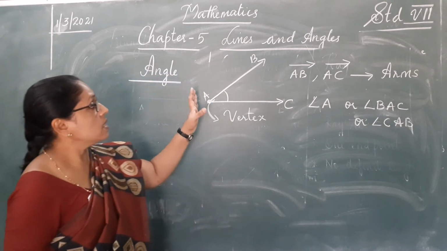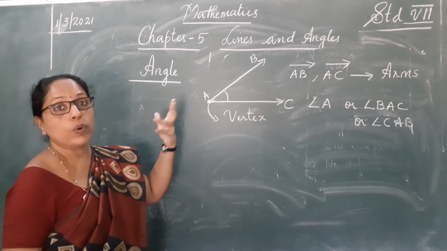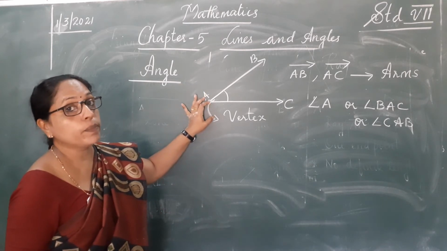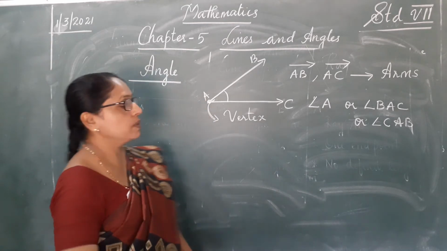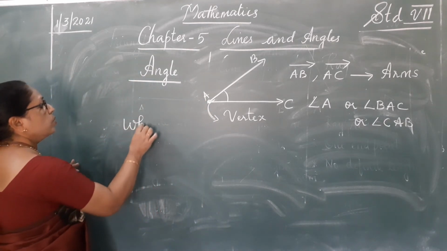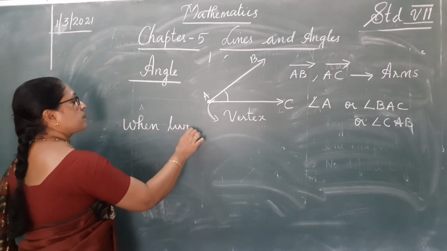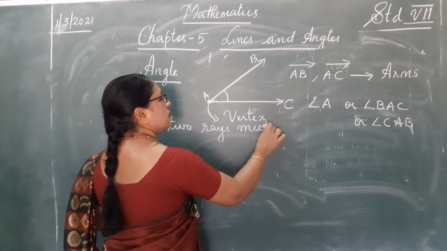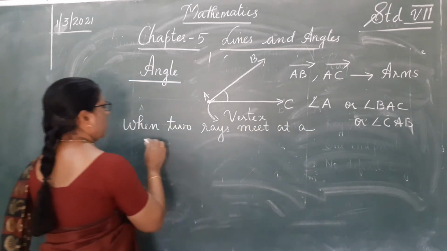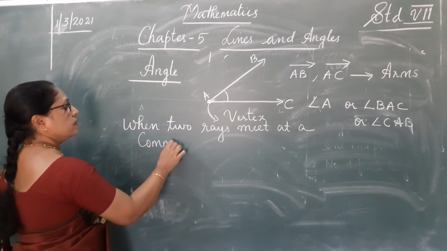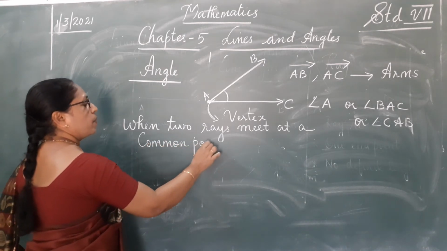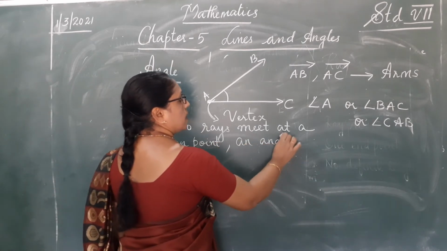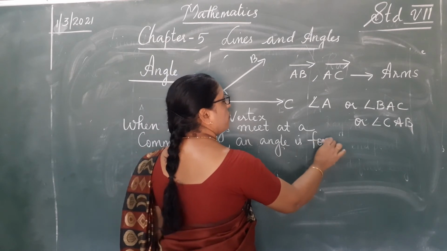So this is the definition for an angle. What is an angle? When two rays meet at a common point, an angle is formed. So the definition is: when two rays meet at a common point, an angle is formed.